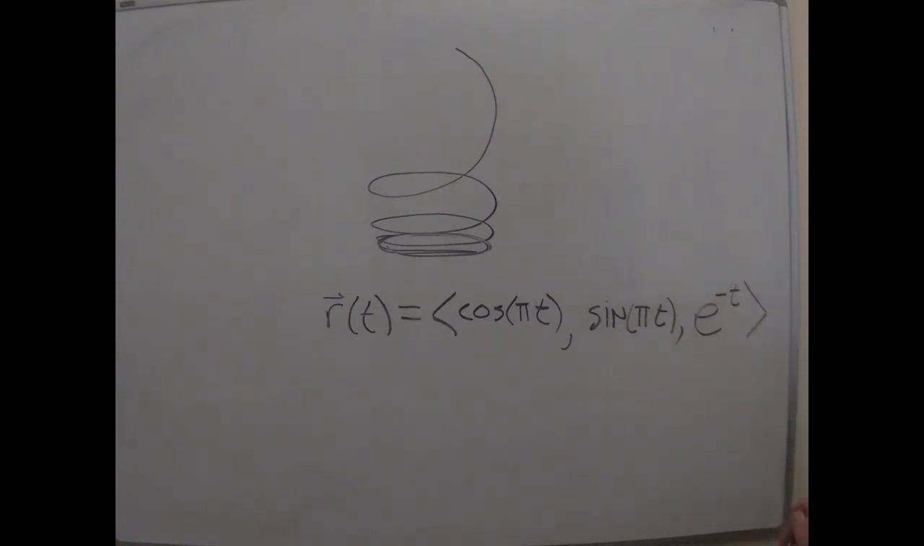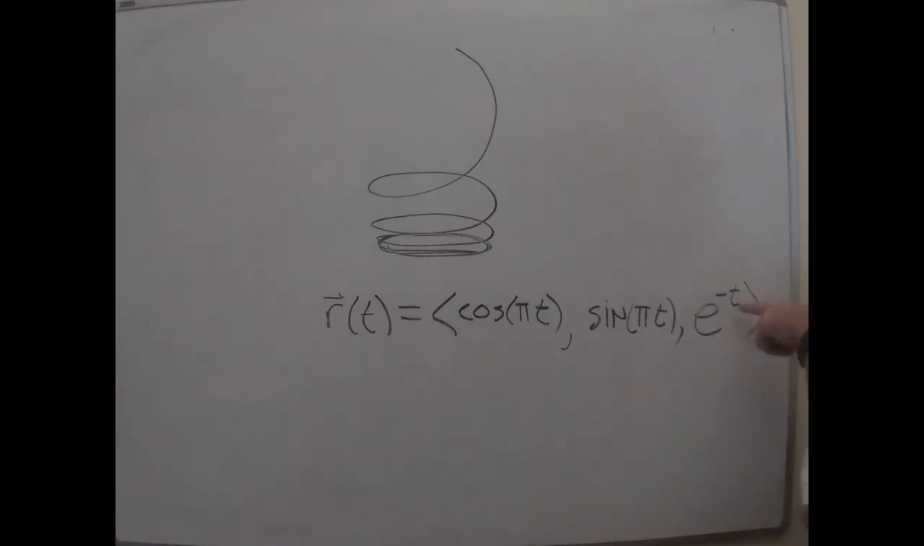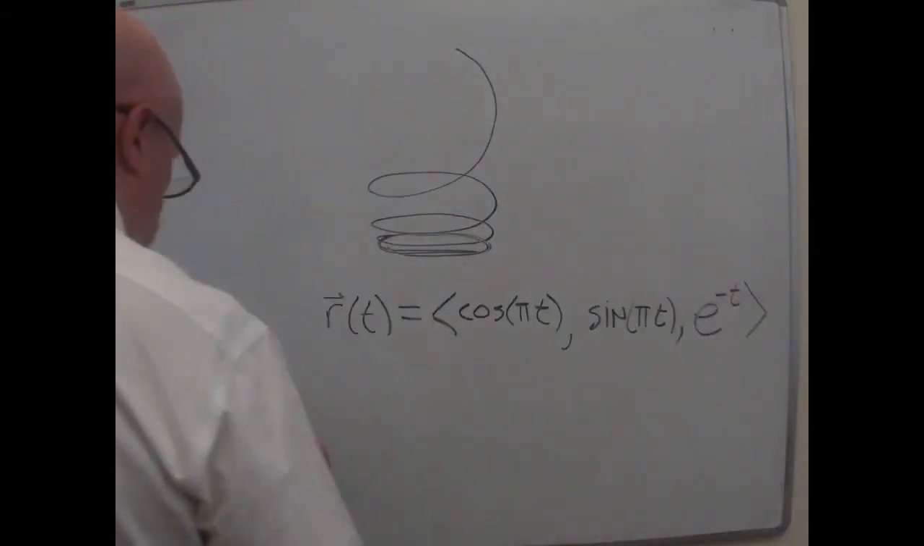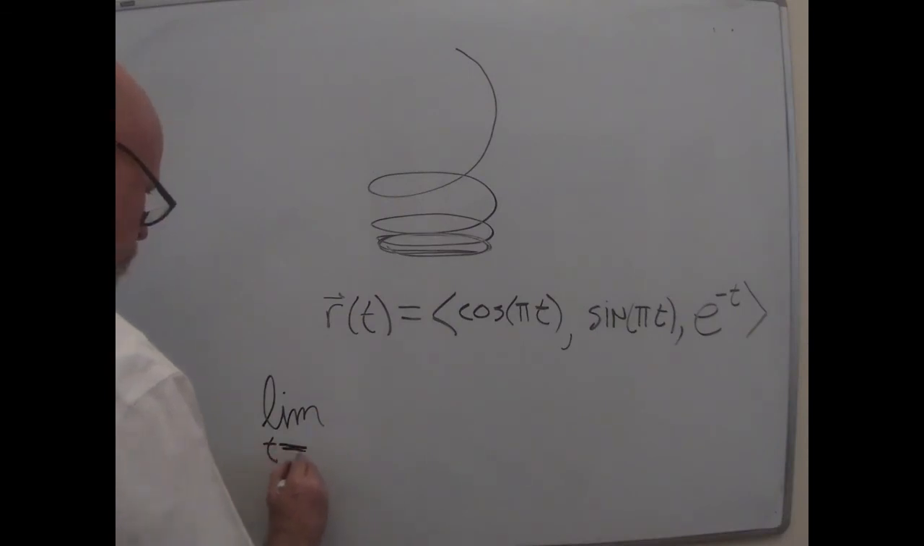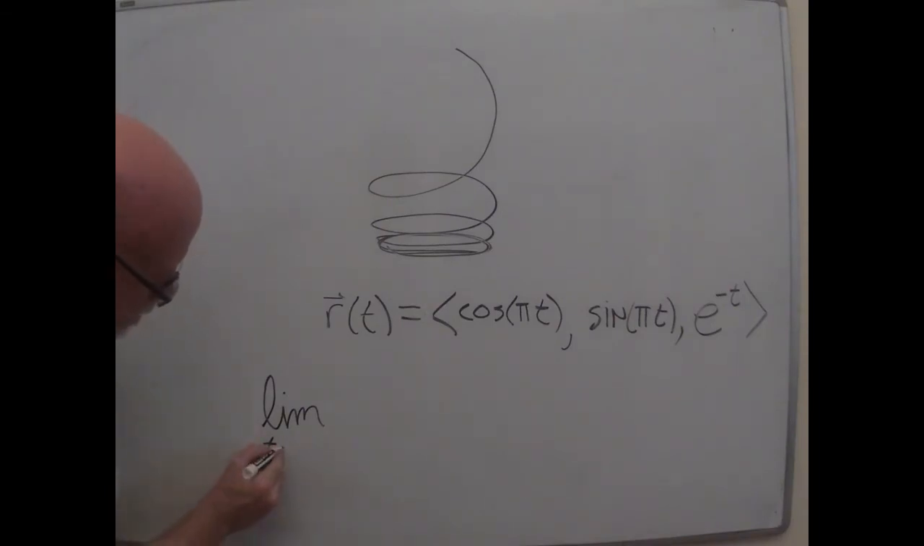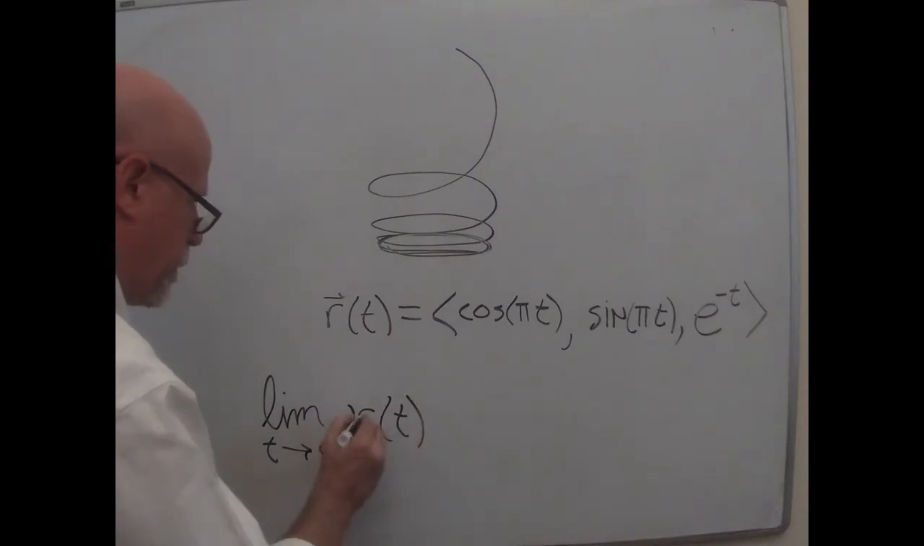So what does that do for us? These bits make us trace around a circle, and this bit lets our height slowly get smaller and smaller. In fact, as t goes towards plus infinity, this becomes e to a giant negative number. And e to a giant negative number is a tiny number. So what we're talking about evaluating is this limit. Limit as t goes to infinity of that vector valued function.